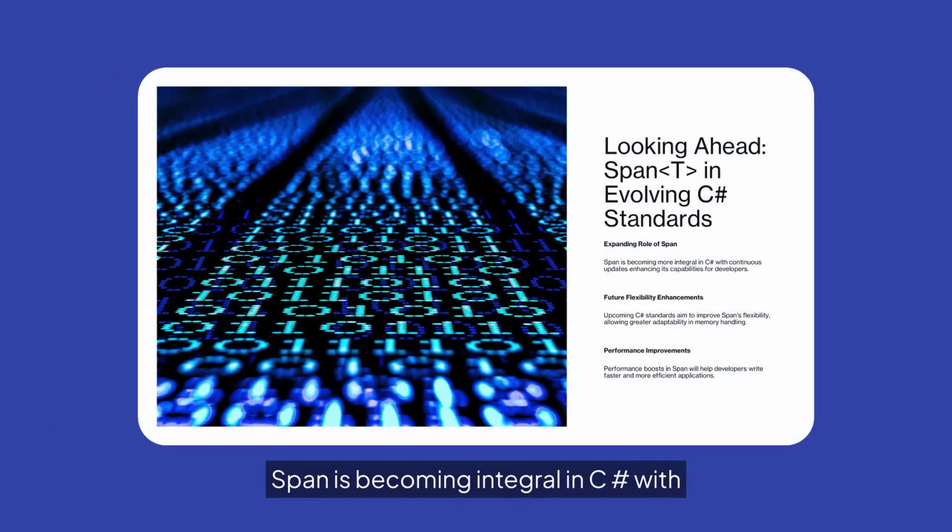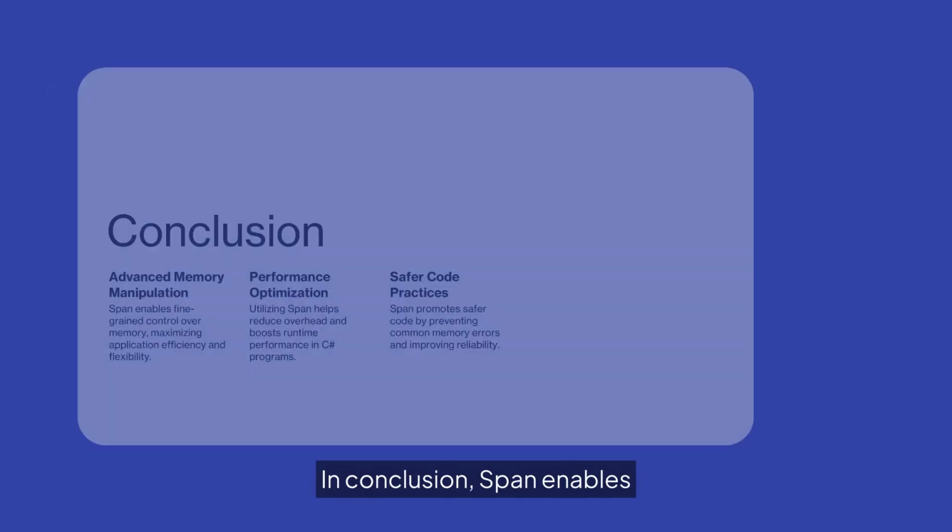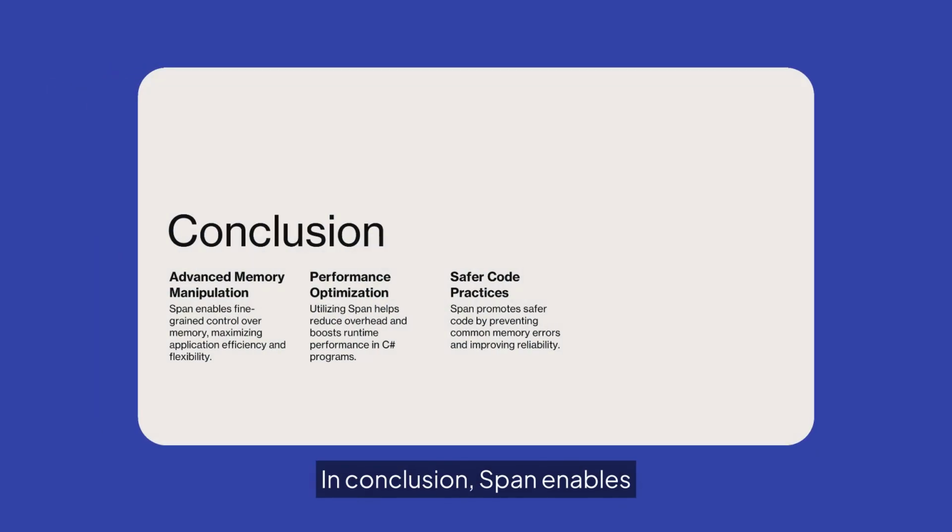Span is becoming integral in C#, with updates enhancing its capabilities. Future C# standards aim to improve Span's flexibility, allowing greater adaptability in memory handling and boosting application performance. In conclusion, Span enables advanced memory manipulation, optimizing performance and promoting safer code practices. It maximizes application efficiency, reducing common memory errors and enhancing reliability.